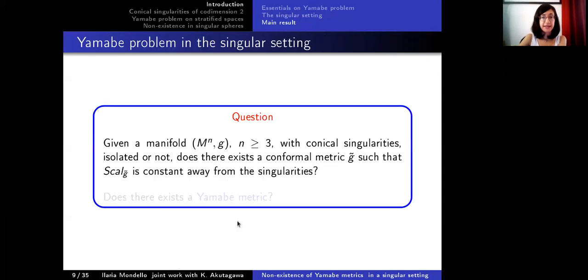Now, the Yamabe problem in this case, as I said, the metric will be defined away from the singularities. So the scalar curvature is only defined away from singularities. So the question will be, can we find a conformal metric which has constant scalar curvature away from the singularities and not at the singularities? And we will need to define the appropriate Yamabe functional to check it is well defined. And another way to formulate this problem is, does there exist a Yamabe metric?